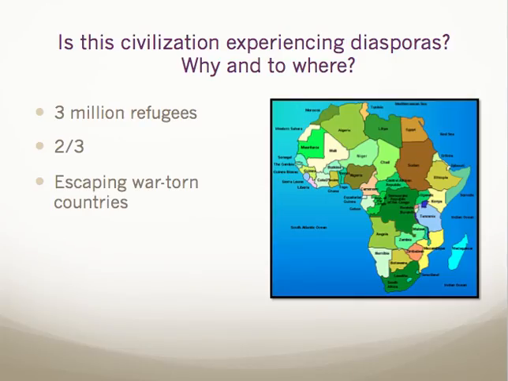And what about refugees and migrations? Well, there's 3 million refugees, which is a ton of refugees, and a lot of these refugees are escaping from war-torn countries. And they actually make up two-thirds of the world's refugees. So definitely something that we should be paying attention to.